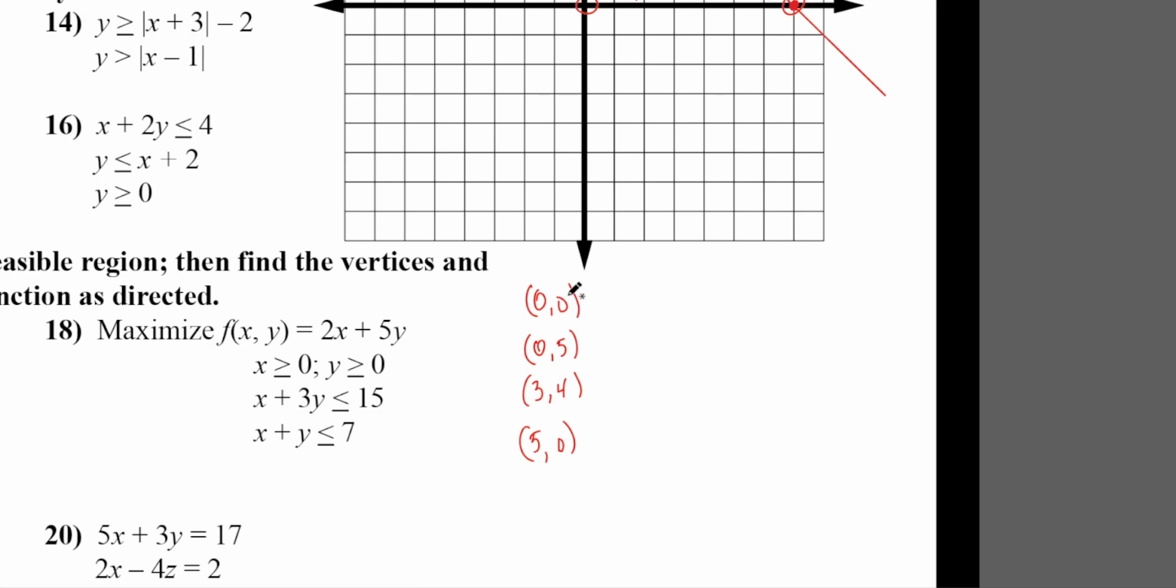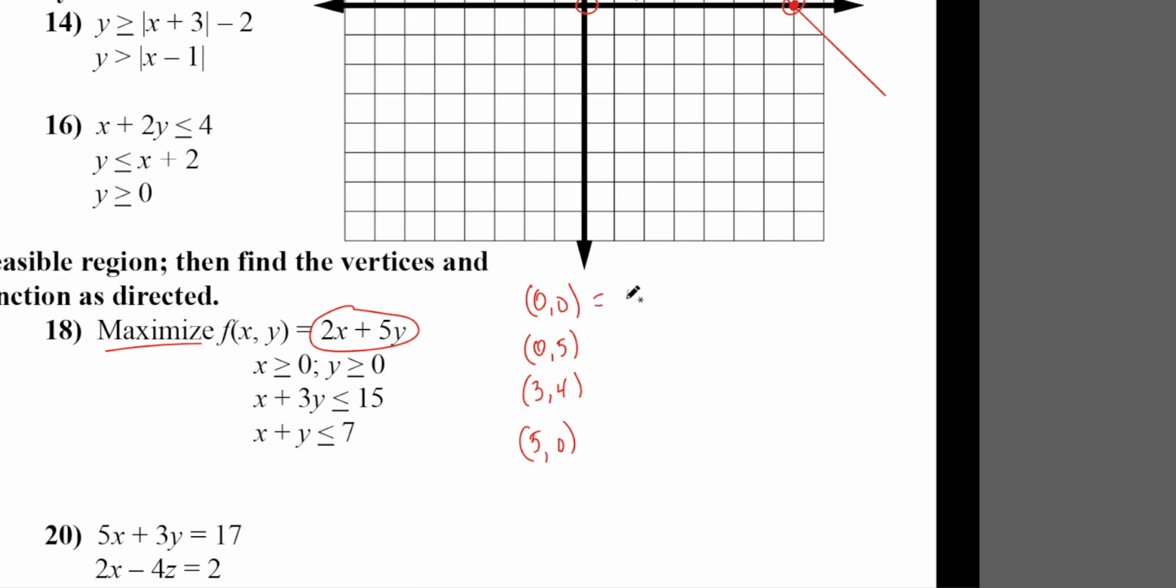Okay. Now we don't need our graph anymore. Okay, so we're done with the graph. What are we going to do with those points? We're putting them into this function right here. All right, and then we're going to look at what they come out to be, and we're going to look for the maximum, for the biggest number. All right, so let's put them in.